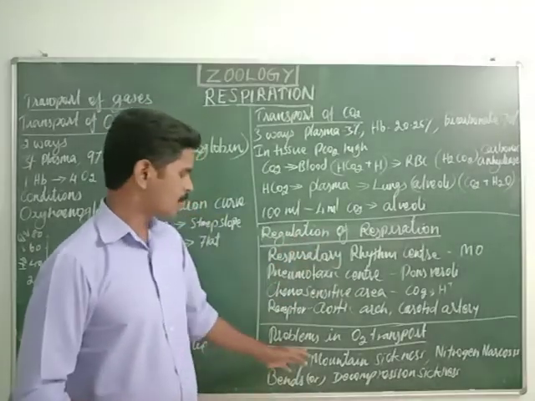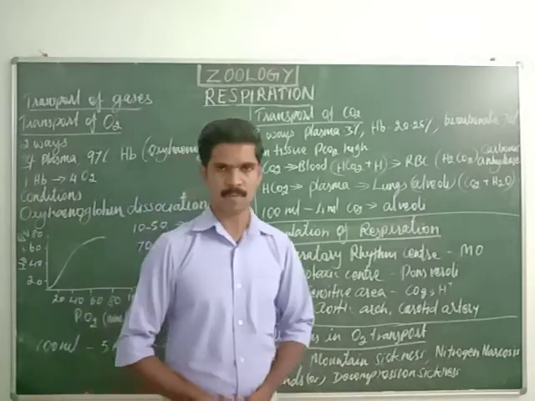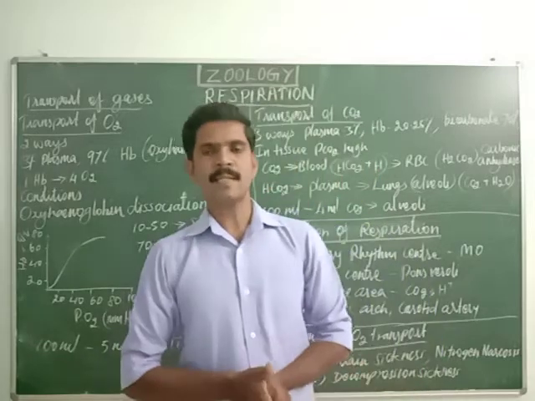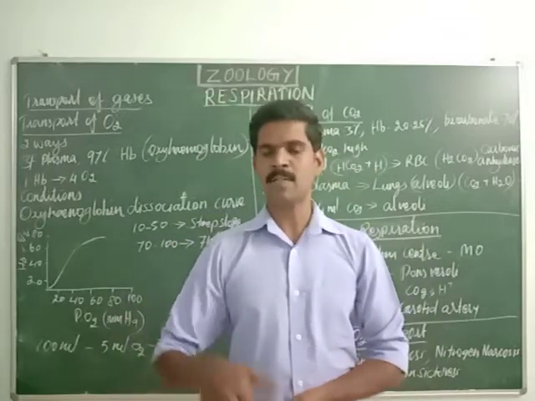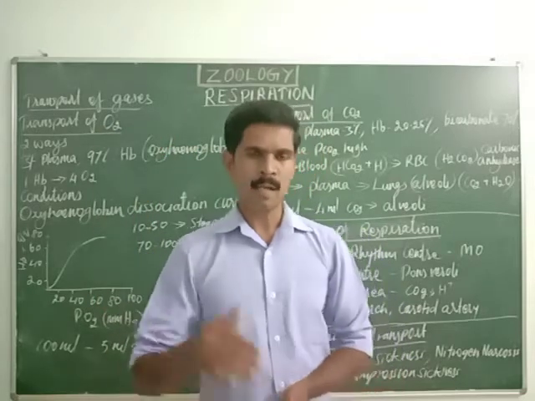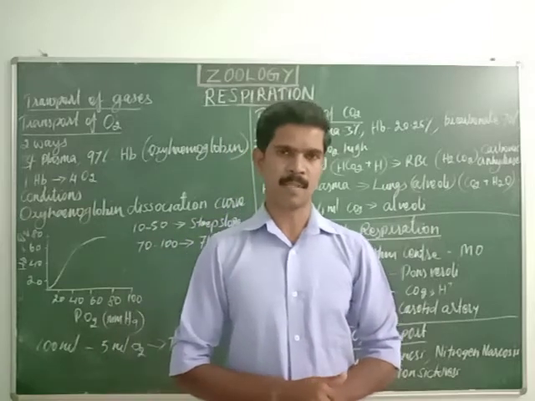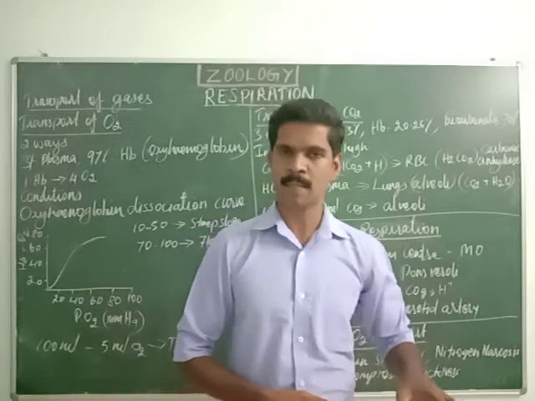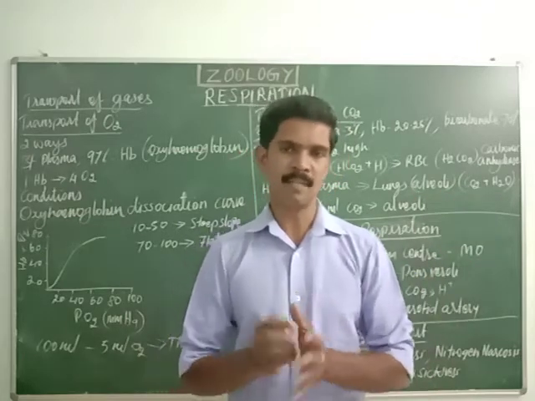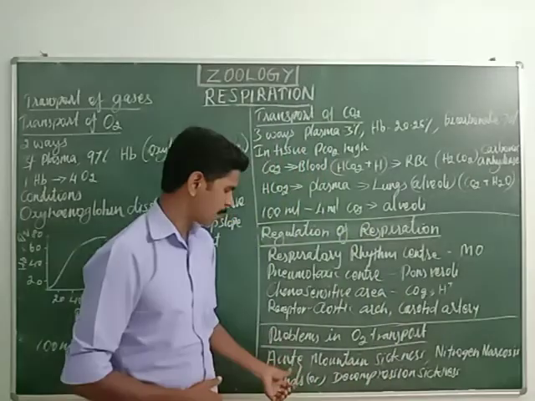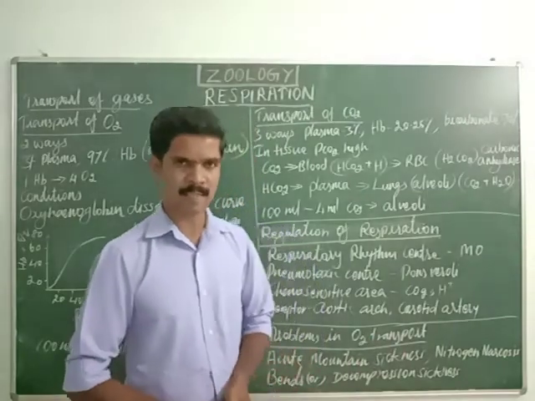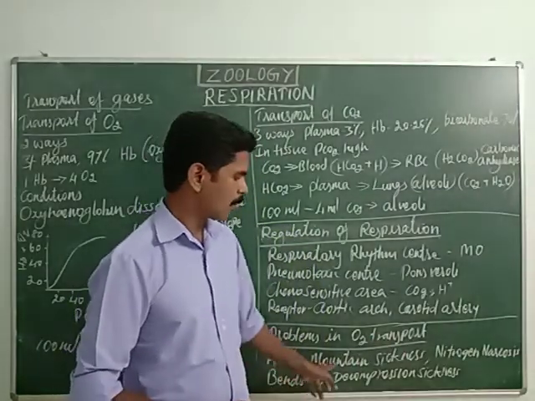Now, last, we are going to study problems in oxygen transport. Listen very carefully, dear students. When a person suddenly moves from sea level to a high elevated area, above 6,000 feet, he or she will face one problem. The name of that problem is acute mountain sickness.